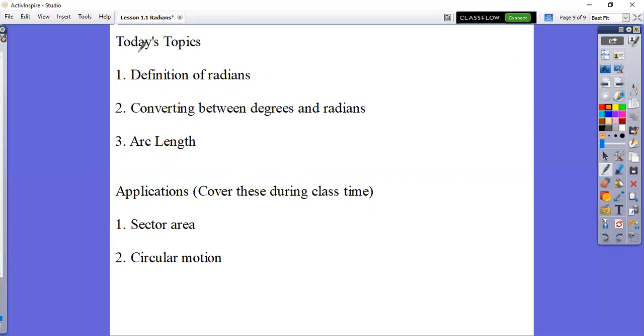So in class, we're going to talk through these things. Hopefully this video has helped you gain an understanding of these things. And then we're going to talk about some different applications, some ways that we can use radians to help us. And those 2 applications that we're going to cover are going to be sector area and circular motion.